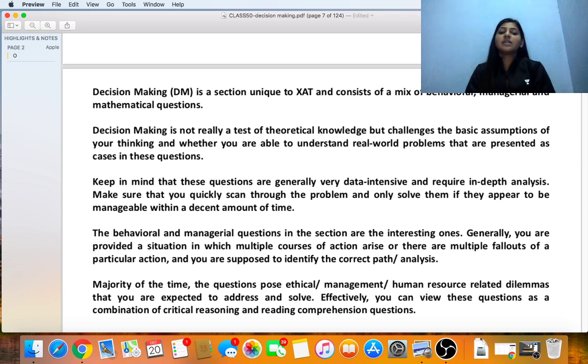Decision making questions are a mix of behavioral, managerial, and mathematical questions, and these are uniquely part of your XAT exam only.